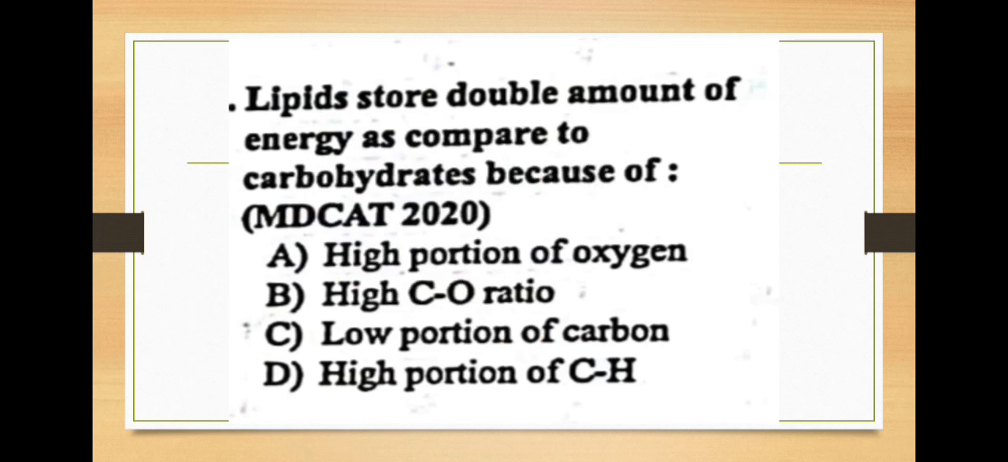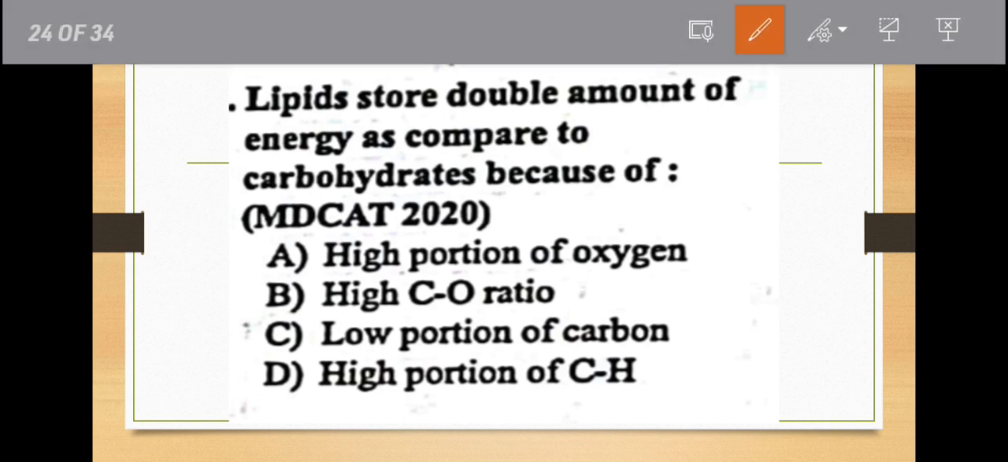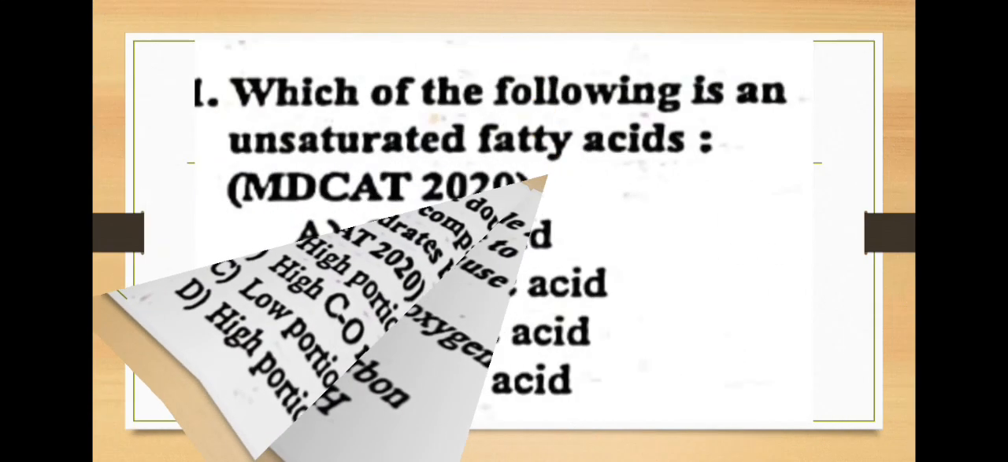Lipids store double amount of energy as compared to carbohydrate because of MDCAT 2020. A, high portion of oxygen. B, high carbon oxygen ratio. C, low portion of carbon. D, high portion of carbon hydrogen. You have noticed in the lipids that there is a high portion of carbon and hydrogen as compared to the carbohydrates. This is the reason that lipids contain double amount of energy as compared to carbohydrate.